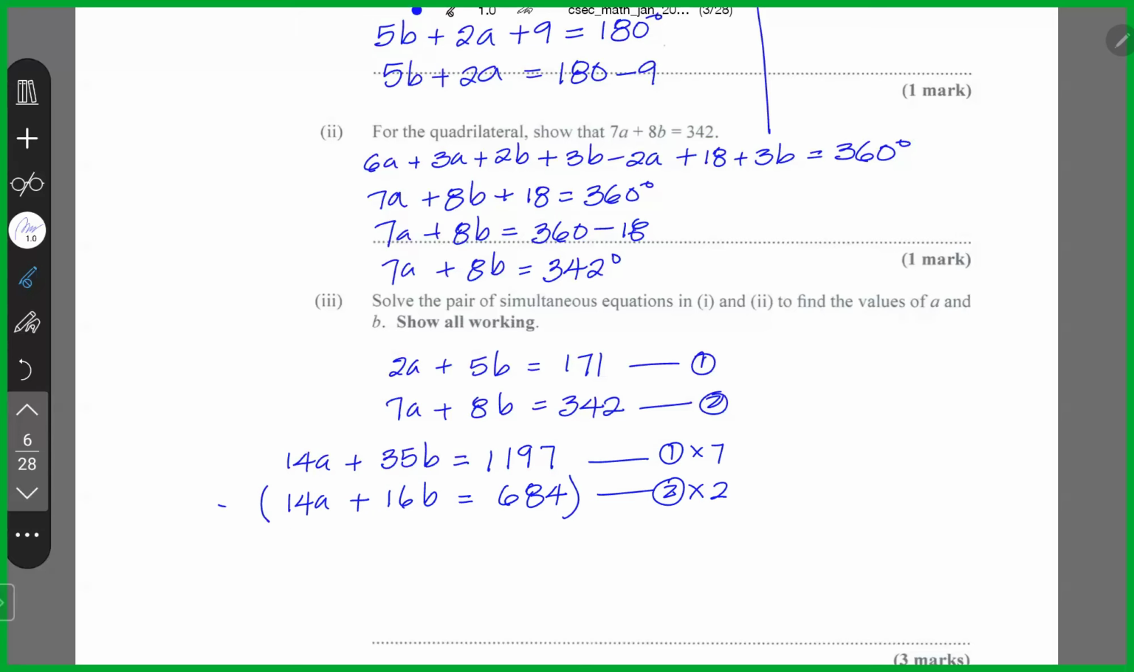Then I'm going to subtract to eliminate A, because 14A minus 14A is 0. 35B minus 16B, I end up with 19B is equal to 1,197 minus 684, that is equal to 513. Then I'm going to divide both sides by 19 to get that B is equal to 27.